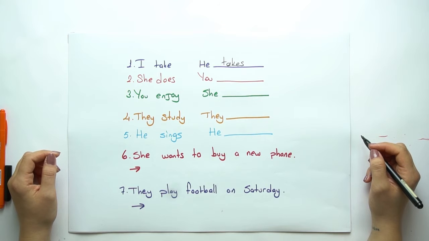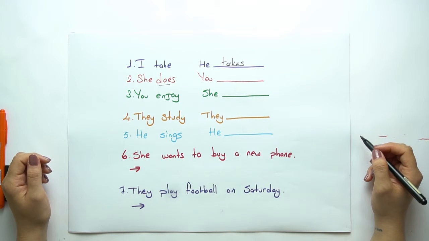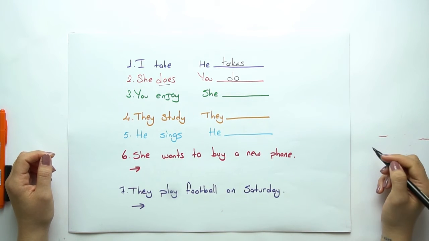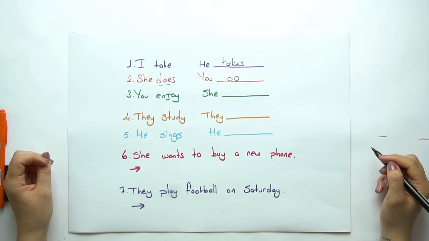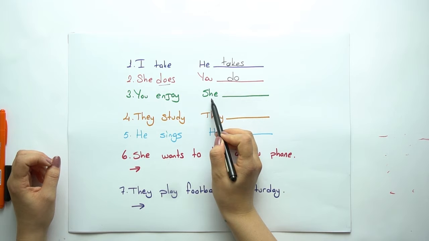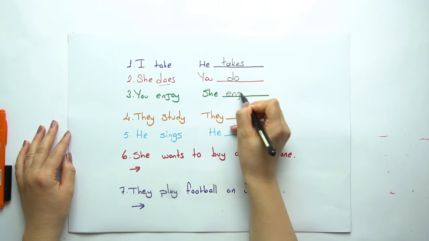Second one, she does. So how do we use with you subject pronoun? It should be do. You do. Third one, you enjoy. How we can change enjoy when we use it with she subject pronoun? We of course add s to the verb. We say she enjoys.